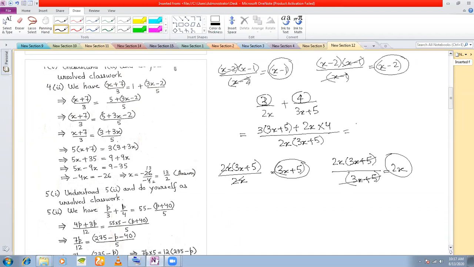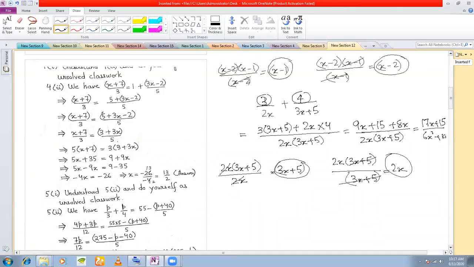And now you simplify. 3 into 3x is 9x, 3 into 5 is 15, plus 4 into 2x is 8x, divided by 2x into 3x plus 5. Or you can multiply the denominator also, no problem. And you get 9 plus 8, 17x plus 15, divided by 6x square plus 10x.